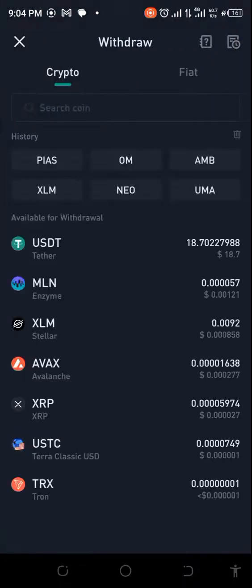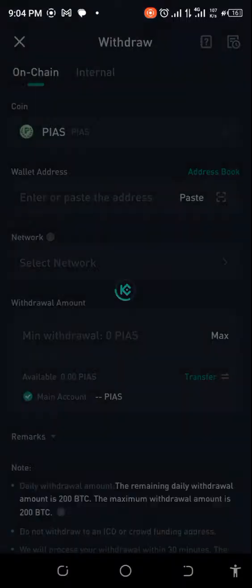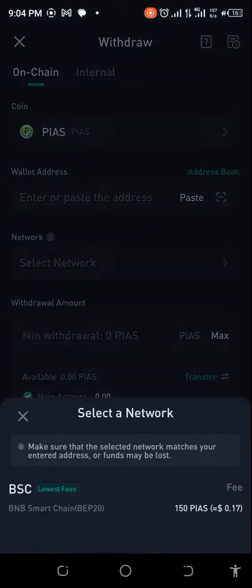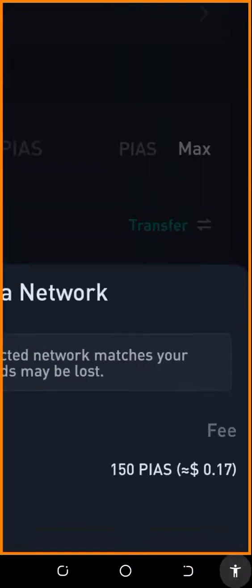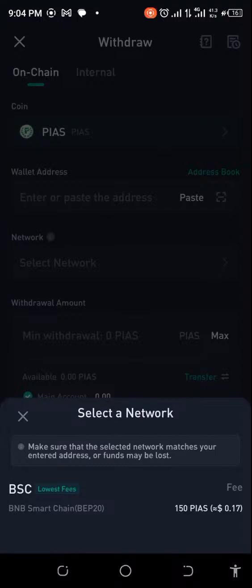All right. So let's click on withdraw, and then we go to PIAS and see what is the network. Okay. It's actually 17 cents. That's 150 PIAS, 17 cents thereabout. All right, and that's on the BSC BEP20 network.